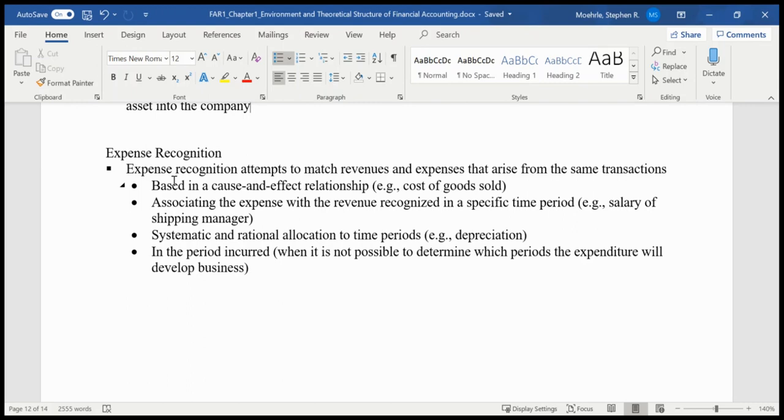Expense recognition involves associating the expense with the revenue recognized in a specific time period. Expense recognition is systematic and rational, and can involve systematic and rational allocation to time periods. An example there is depreciation. You'll see that in your upcoming courses, including this one. Expense recognition can also occur in the period incurred. This is when it is not possible to determine which periods the expenditure will help the business.